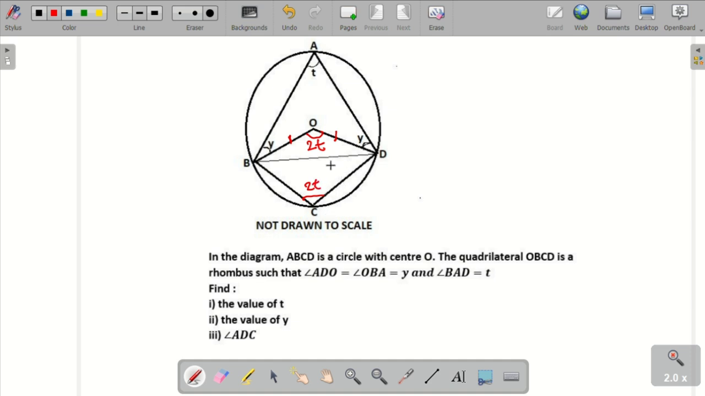Now let's also look at ABCD, a quadrilateral that is inscribed within a circle. It means that angle BAD plus angle BCD add up to give 180 degrees. So here we have t plus 2t gives 180 degrees, because the opposite angles of a cyclic quadrilateral add up to 180. So 3t is equal to 180, so the value of t is 180 divided by 3, and that gives us 60 degrees. That's the value of t.